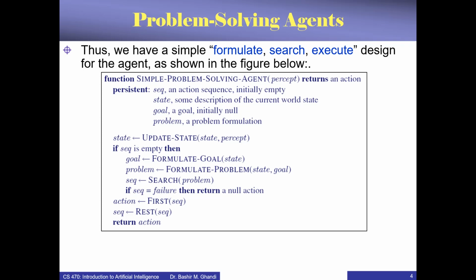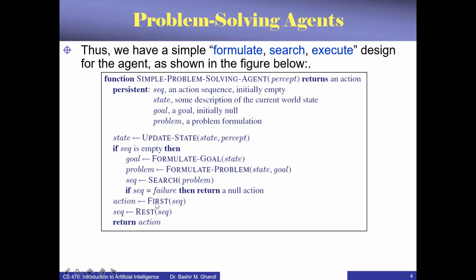The search process can return a sequence or failure. So if it is failure, we simply terminate the process and return a null action. But otherwise, we now have to execute this sequence. So this involves going through them one by one.